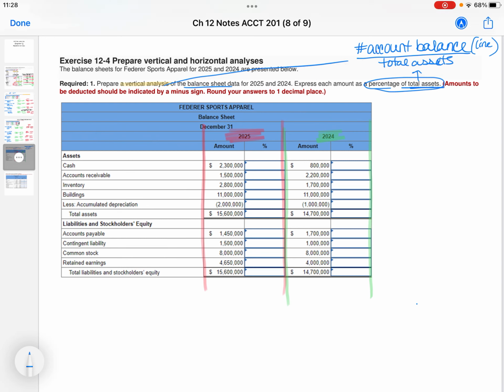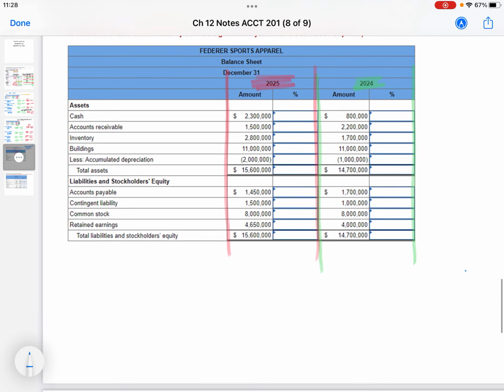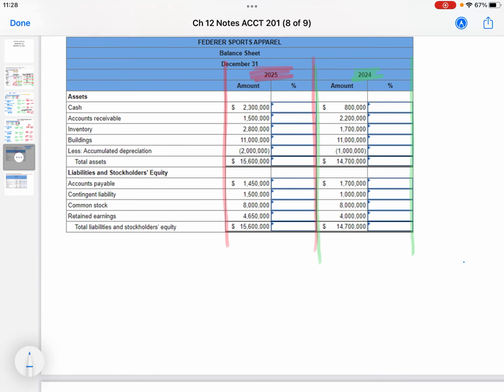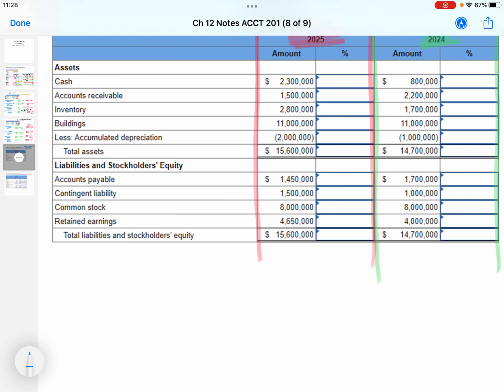Okay, really quickly, I'm going to tell you, this takes quite a bit of time because you're going to take every number and divide it by total assets. Every single number on here, divided by total assets. I will show you in Excel in just a minute how to do this so much faster. But first, let me just go through a couple. That way we have a good idea. So let's just label this one a small letter A.